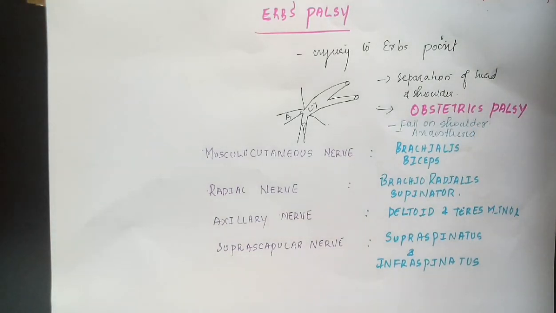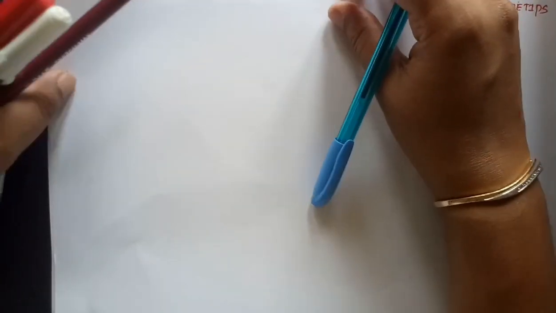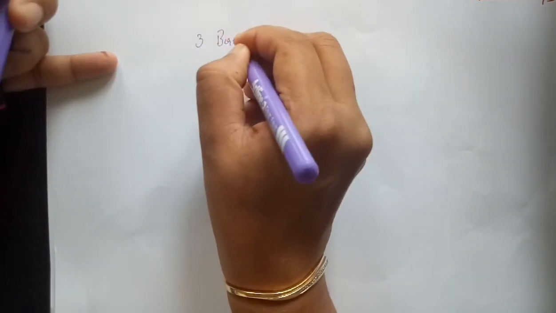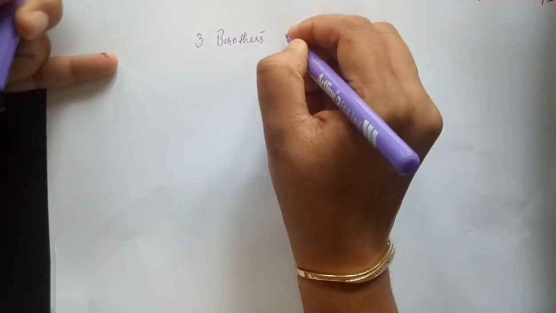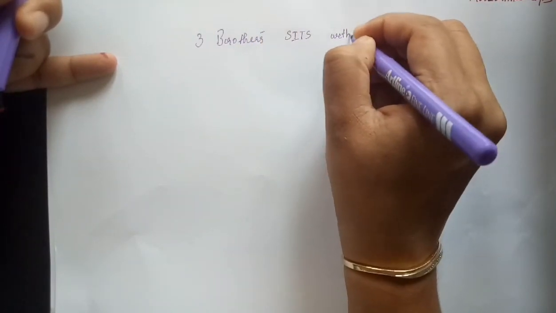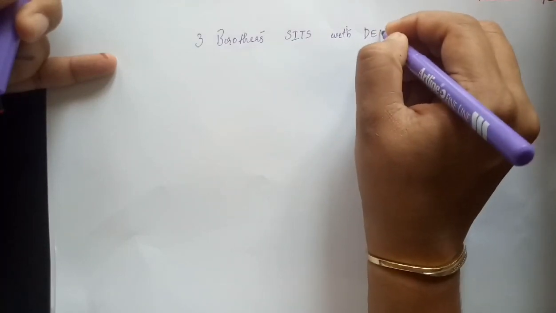Now we have to understand the position of the upper limb in Erb's palsy. For that we should know the movements affected and the muscles affected. There is a mnemonic for the muscles which are affected in Erb's palsy. That is, three brothers sits with deltoid.